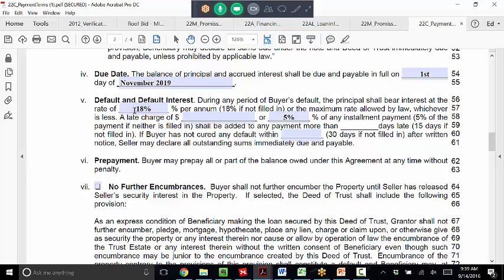So 5% of any installment payment shall be added to any payment more than blank days late. Right? Again, that's customary. Mortgages, conventional mortgages, the promissory note says due on the 1st, late on the 15th. If buyer has not cured any default within 30 days after written notice, seller may declare all outstanding sums immediately due and payable. That written notice is a notice of default. That's why notices of default happen on one day, and a notice of trustee sale doesn't start until 30 days later. Make sense?